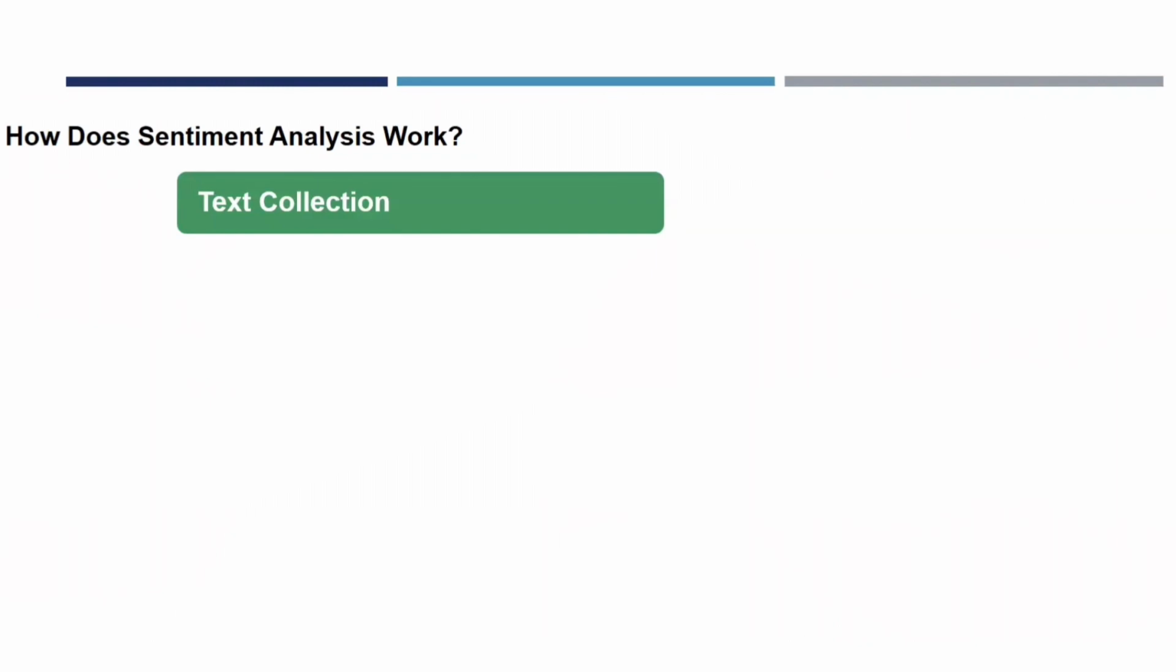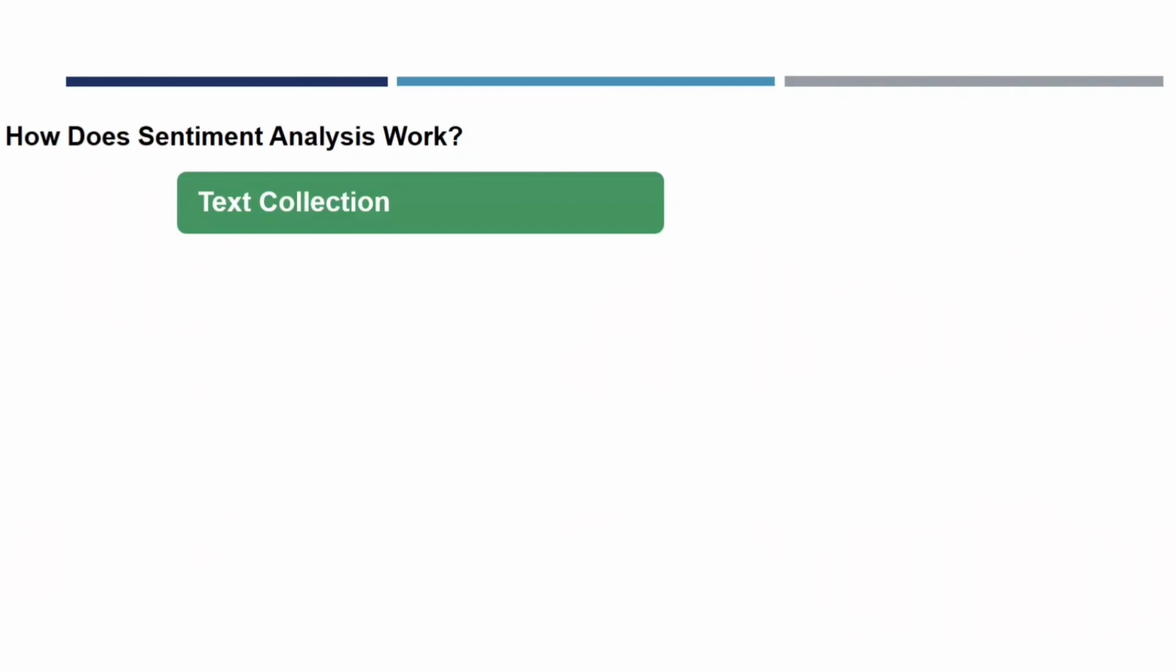Sentiment analysis. How does sentiment analysis work? Sentiment analysis works by using natural language processing. What is natural language processing? Natural language processing is a tool of AI that will understand the natural language of humans. So it will understand Telugu, Hindi, Marathi, Kannada, Tamil. It will understand all the languages.